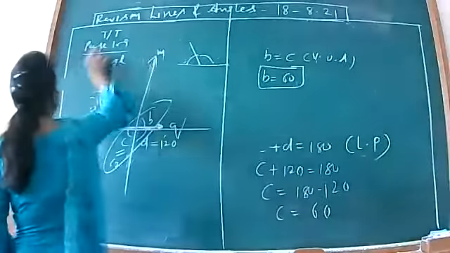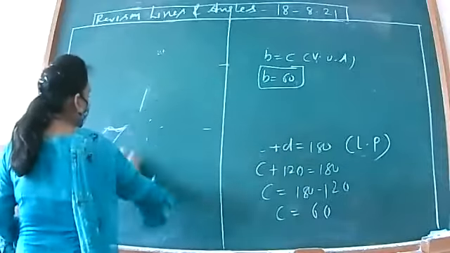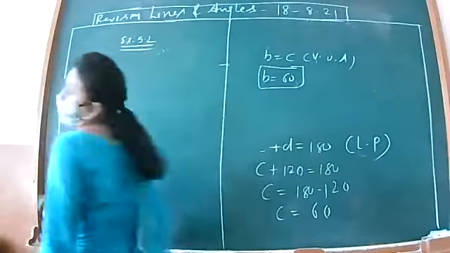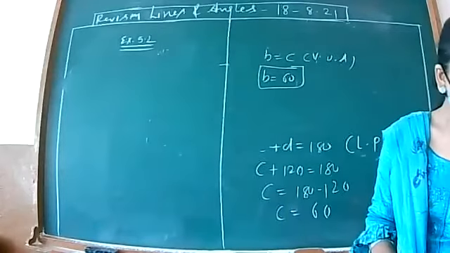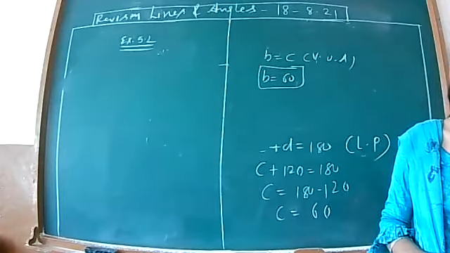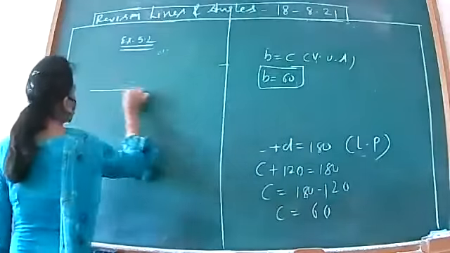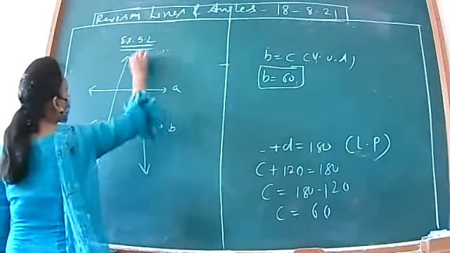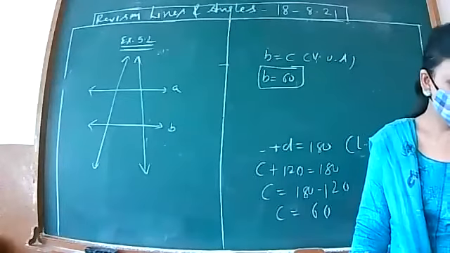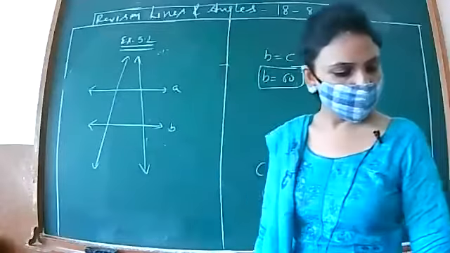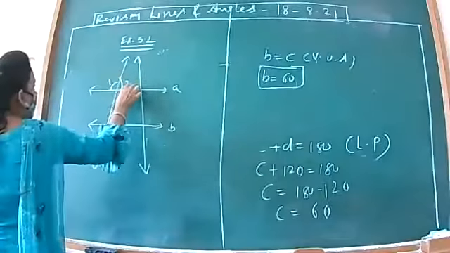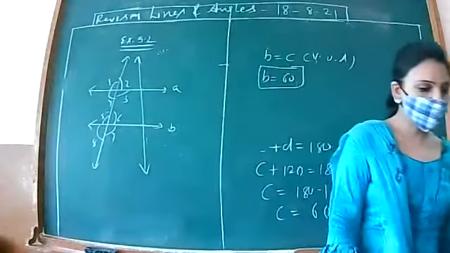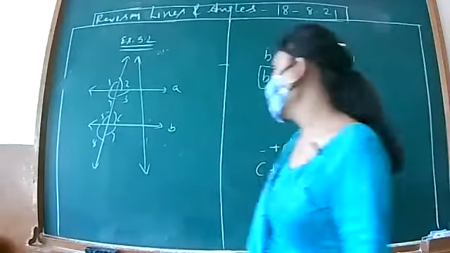Exercise 5.2, question number first. State the property that is used in the following. Let me make the figure first. A and B are parallel. There are two transversals. 1, 2, 3, 4, 5, 6, 7, 8. First है हमारे पास: if A parallel to B, then angle 1 is equal to angle 5.